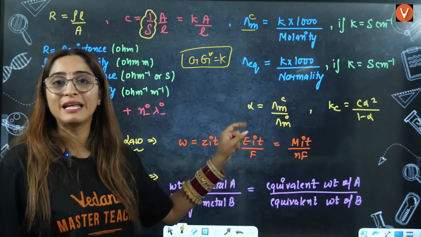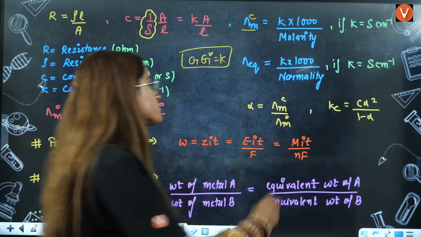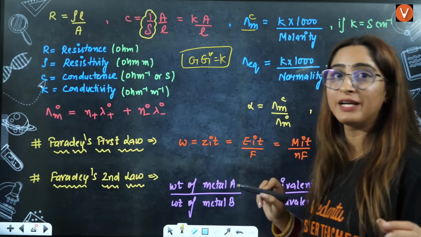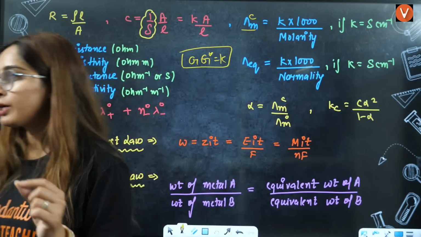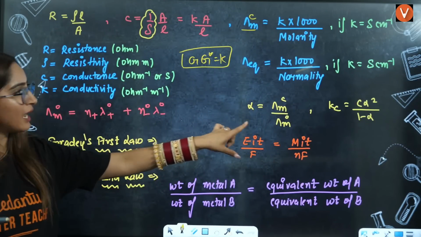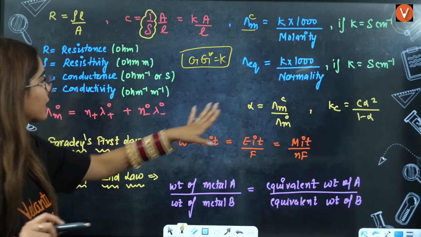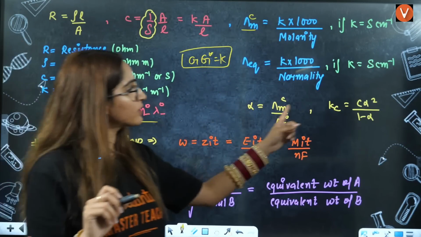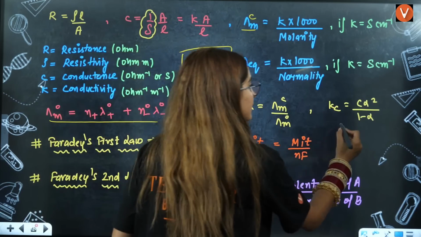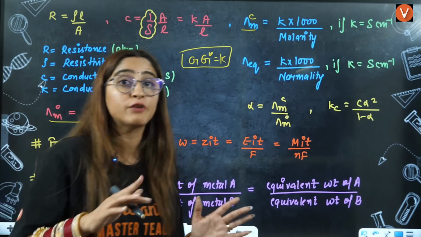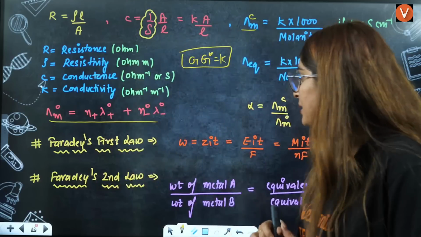And if they ask you the degree of dissociation, this will be molar conductivity at concentration C divided by molar conductivity at infinite dilution. But remember that at infinite dilution, the molar conductivity will be solved by Kohlrausch's law. Once you have molar conductivity, directly solve it. That is Kc is equal to C alpha square. That is for a weak electrolyte, that we have done in ionic equilibrium as well.